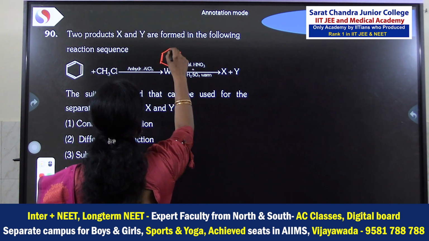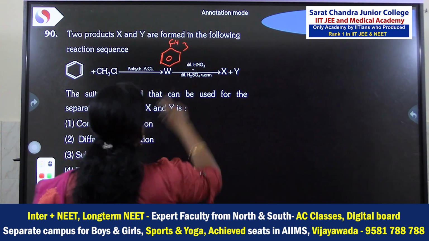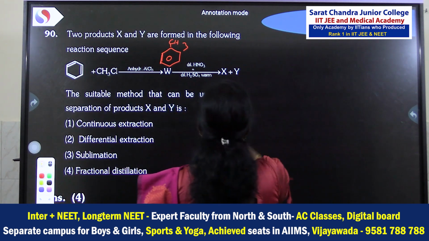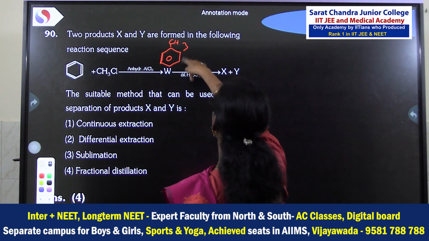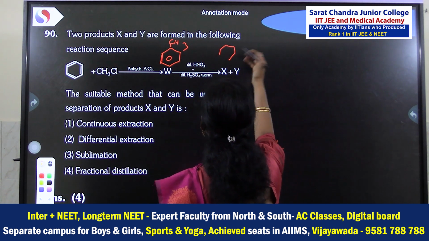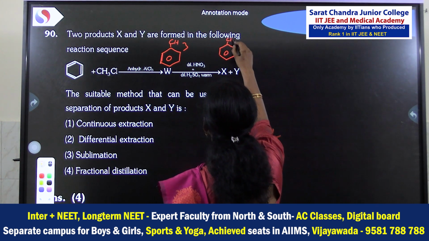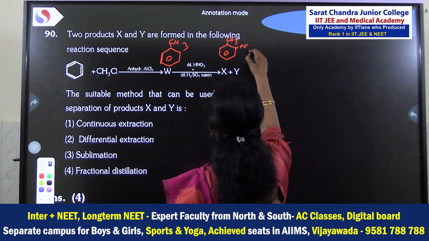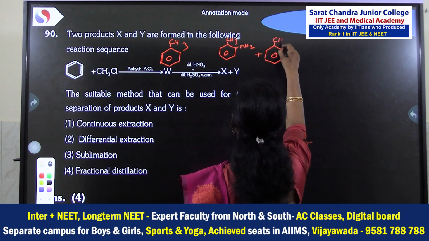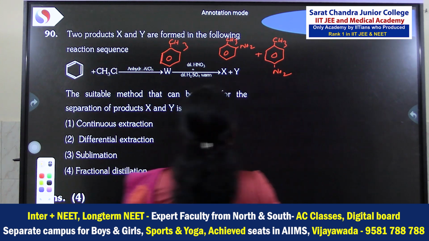Benzene is converted to methylbenzene, and methylbenzene on treating with dilute HNO3 and sulfuric acid, which is the nitrating mixture, gives two products, X plus Y. One is the minor product, the ortho product, and the second one is the major product, with CH3 and NO2 group attached at the para position.